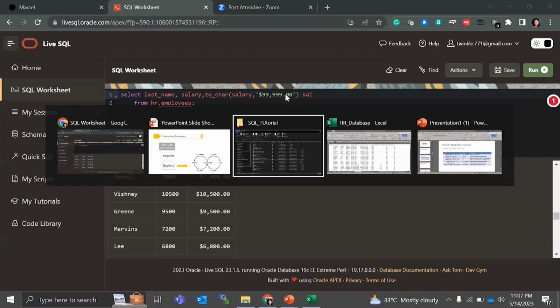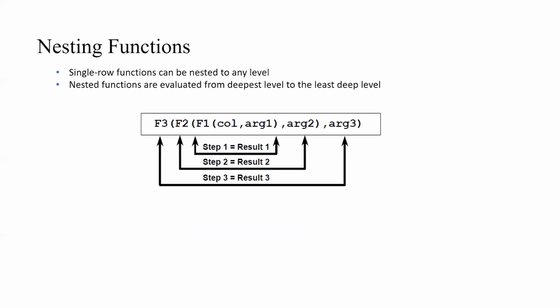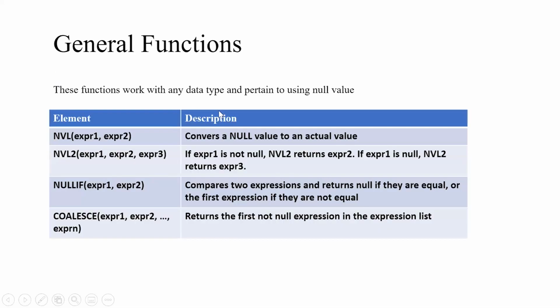So we'll move ahead now. Nesting of functions. Just now we learned how single row functions work, and now we will see how we can nest the functions. Nesting of functions means a function which can contain another function. Now how does that happen? Let me show this to you.